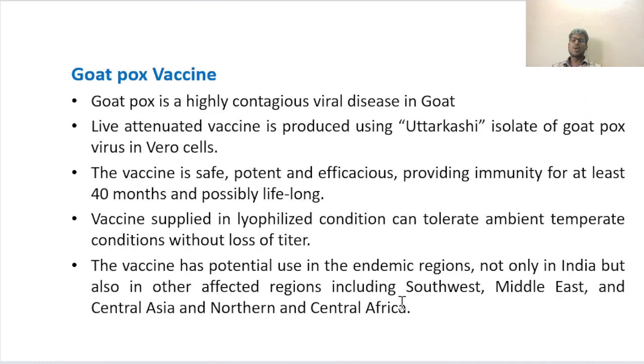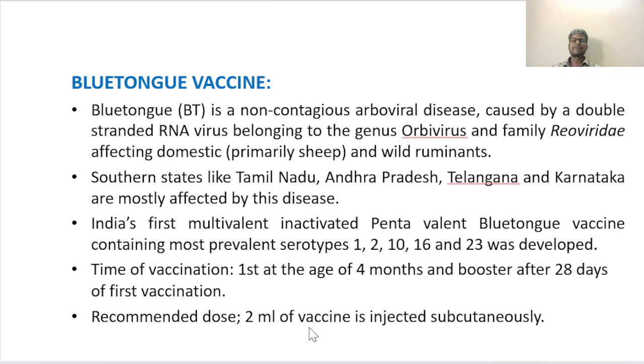Goat pox vaccine. Goat pox is a highly contagious viral disease in goat. Live attenuated vaccine is produced using the Uttarkashi isolate of goat pox virus in Vero cells. The vaccine is safe, potent, and efficacious, providing immunity for at least 40 months and possibly lifelong. Vaccine supplied in lyophilized condition can tolerate ambient temperature conditions without loss of titers. The vaccine has potential use in endemic regions not only in India but also in other affected regions including Southwest, Middle East, and Central Asia and Northern and Central Africa.